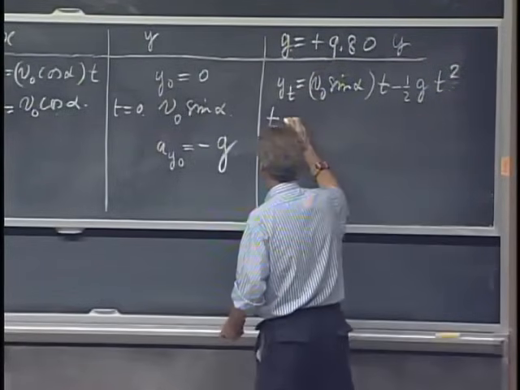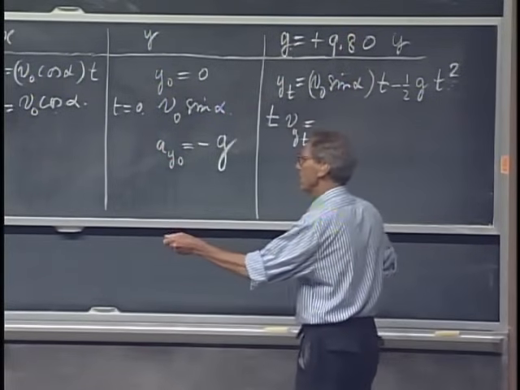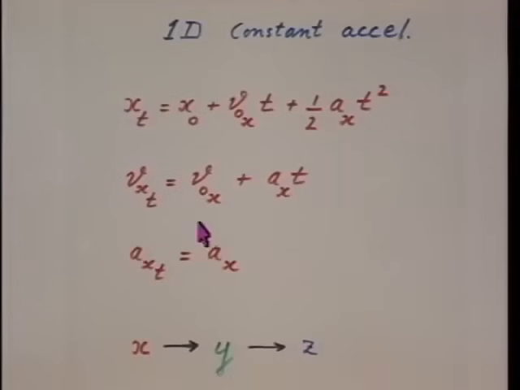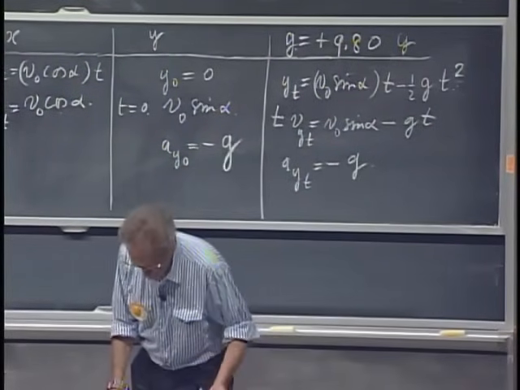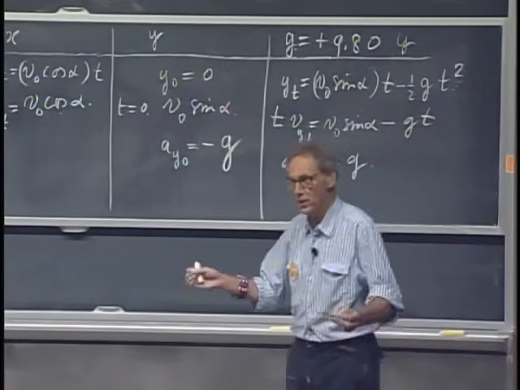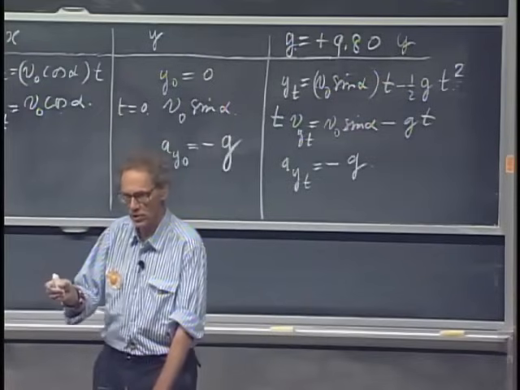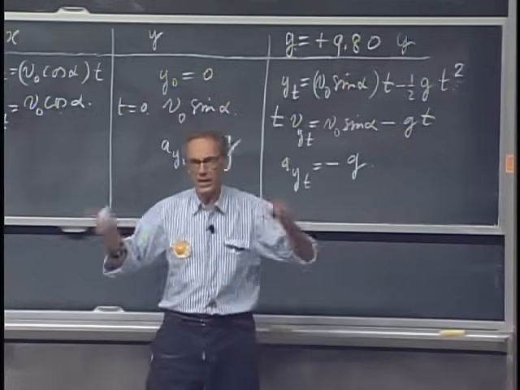And now I get the velocity in the y direction at time t. That is my second line. That is going to be v0 sine alpha minus gt, and the acceleration in the y direction at any moment in time equals minus g. And now I have done all I can to completely decompose this complicated motion into two entirely independent one-dimensional motions. And in the next lecture, we're going to use this again and again.